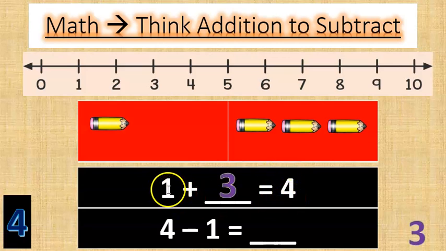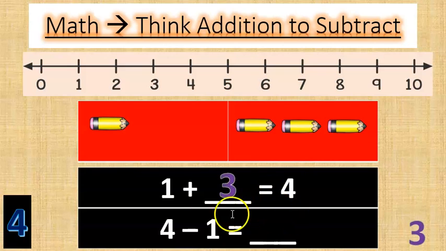Now look, this 1 represents that one pencil. There's only one pencil here. This 3 represents these 3 pencils that are here. And when we add them up, 1, 2, 3, 4, that's our answer there.